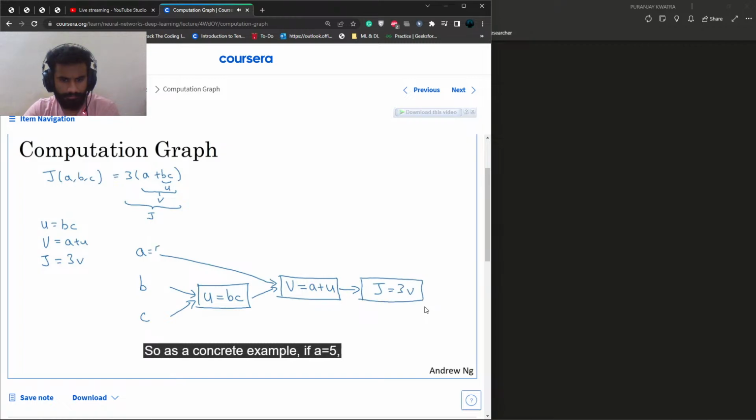So as a concrete example, if a equals 5, b equals 3, and c equals 2, then u equals bc would be 6, v equals a plus u would be 5 plus 6 is 11, J is 3 times that, so J is equal to 33. And indeed, hopefully you can verify that this is 3 times (5 plus 3 times 2), and if you expand that out, you actually get 33 as the value of J. So the computation graph comes in handy when there is some distinguished or some special output variable, such as J in this case, that you want to optimize.